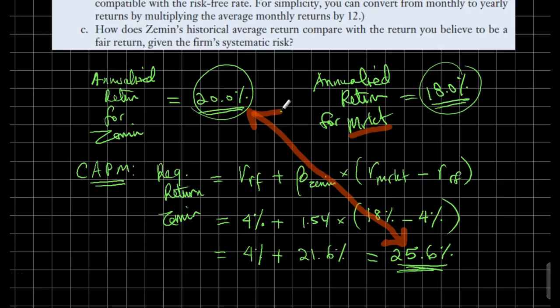So we can say in part C that compared with its systematic risk, measured in terms of its beta, Zemin was supposed to provide a 25% return, whereas in the past 6 months it only provided 20%. So it did not perform as well as it should have. You can write an explanation along these lines. Alright, so that would do. That would solve this problem, and we are done.